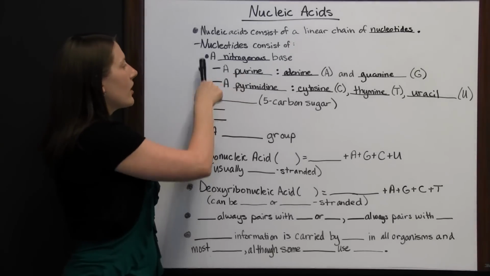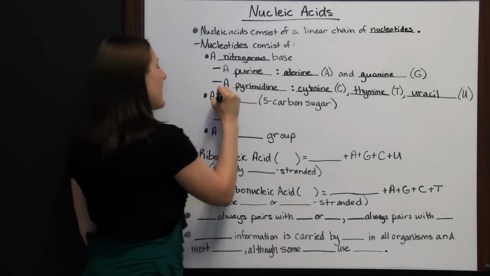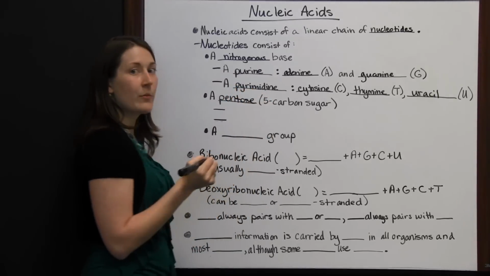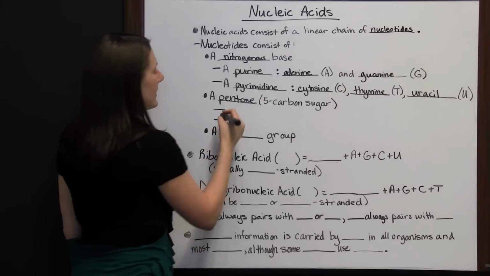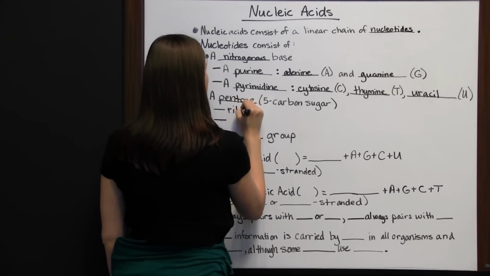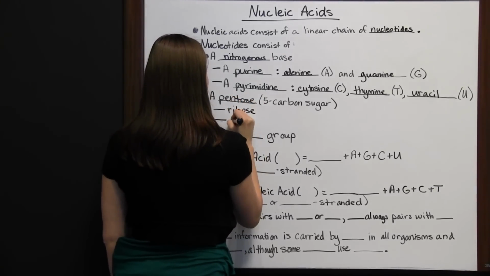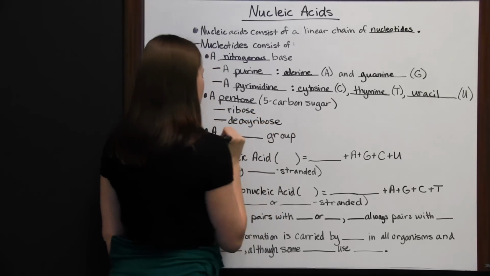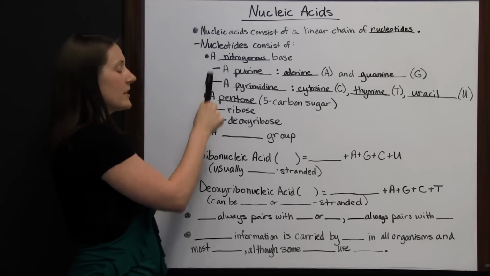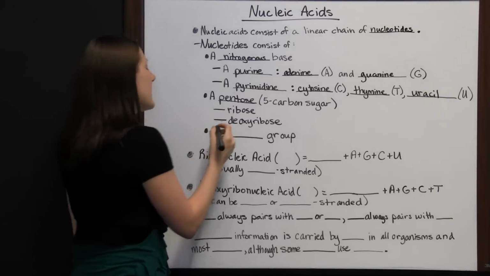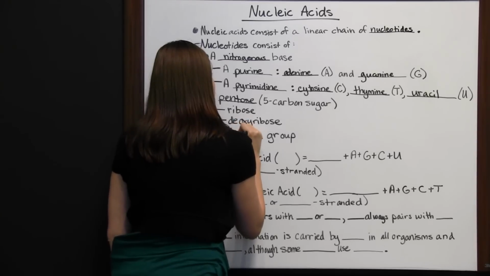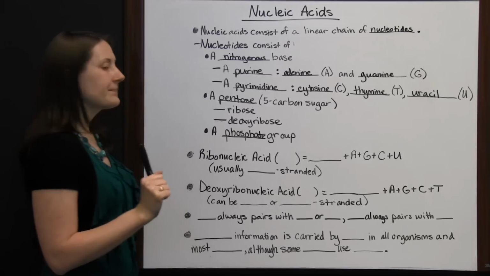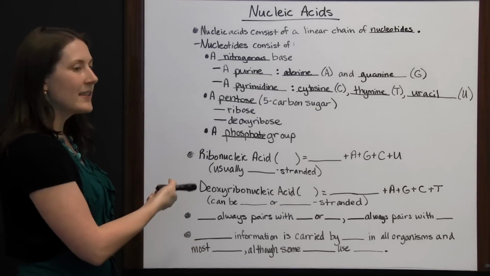After you get your nitrogenous bases, you also need a pentose, which is a 5-carbon sugar. The most common ones you're going to see are ribose and deoxyribose. And once you have your nitrogenous base and your pentose group, you need a phosphate group. And when you put all three of these together, you get your nucleotides. So let's look at some common nucleic acids.